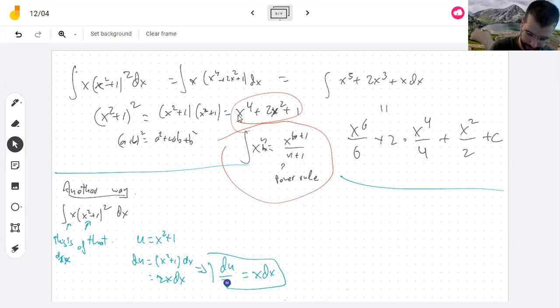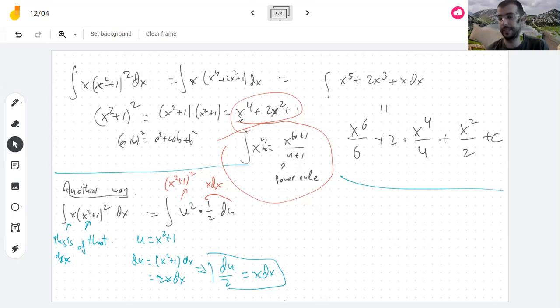So if you do a substitution, you get u squared. This is x squared plus 1 squared. And then you get 1/2 du. And this part is x dx, and that accounts for everything I had before. So there's no x's there, which means I did it correctly. If there's x's left over, that's when you're in trouble.